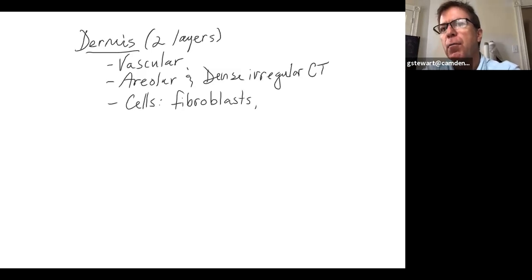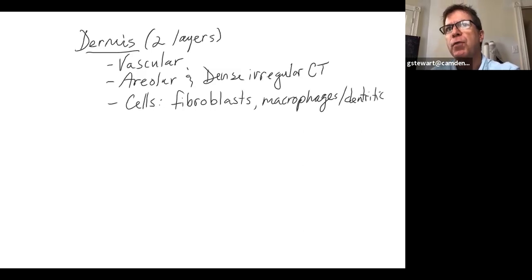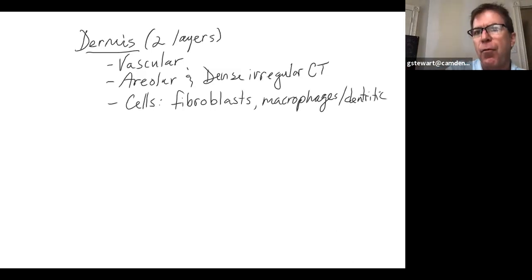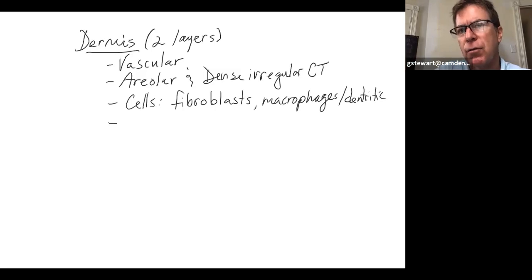I'm going to write macrophages / dendritic cells, but most of the dendritic cells are found in the epidermal region, right underneath the surface of the skin. The dermis has very high tensile strength, so it resists stress. But it also stretches and recoils.